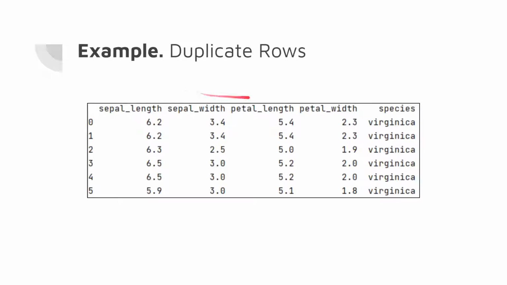Okay, and another example is having duplicate rows. If you have examples which are actually the same, then your analysis would be biased. For example, here, you can notice that this row and this row are duplicates. They have exactly the same values across the columns. And same with these two values.